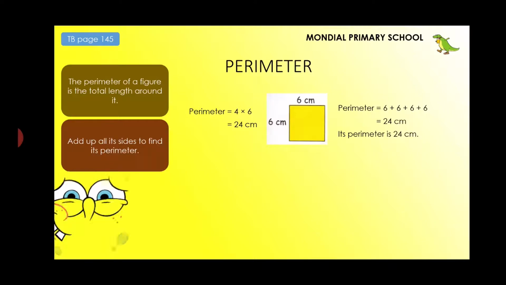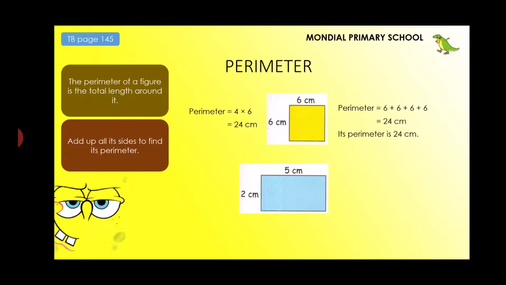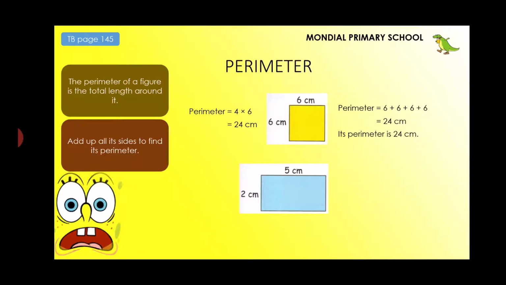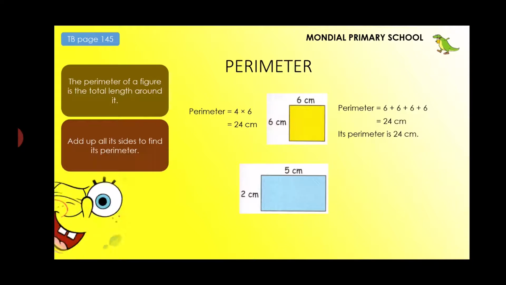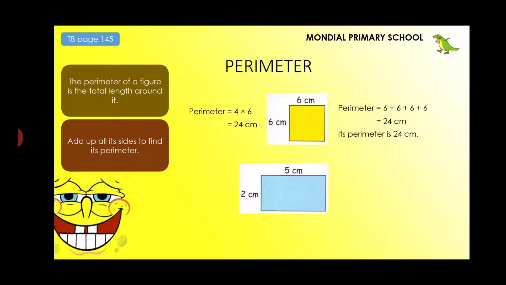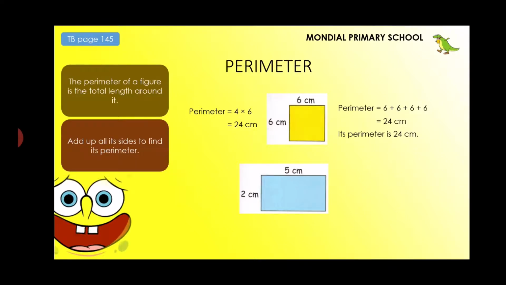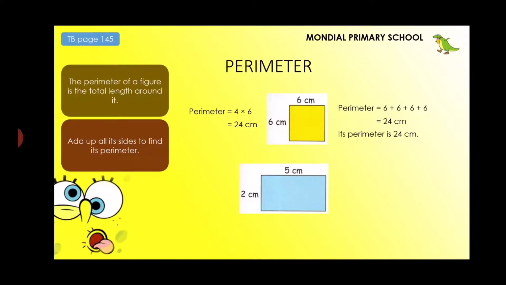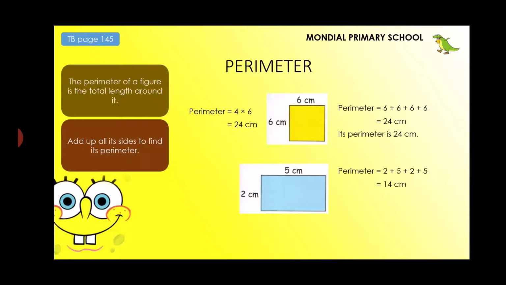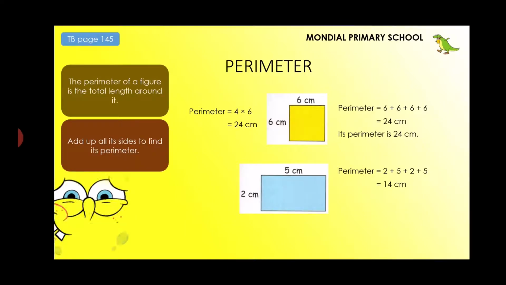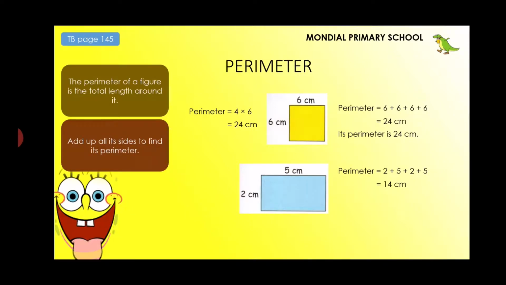Another example, Juliet draws a rectangle. The shorter side of the rectangle is 2 cm long. The longer side of the rectangle is 5 cm long. To find its perimeter, we have to add up all its sides. So, 2 plus 5 plus 2 plus 5 is equal to 14 cm. Is there another way to find the perimeter of the rectangle?